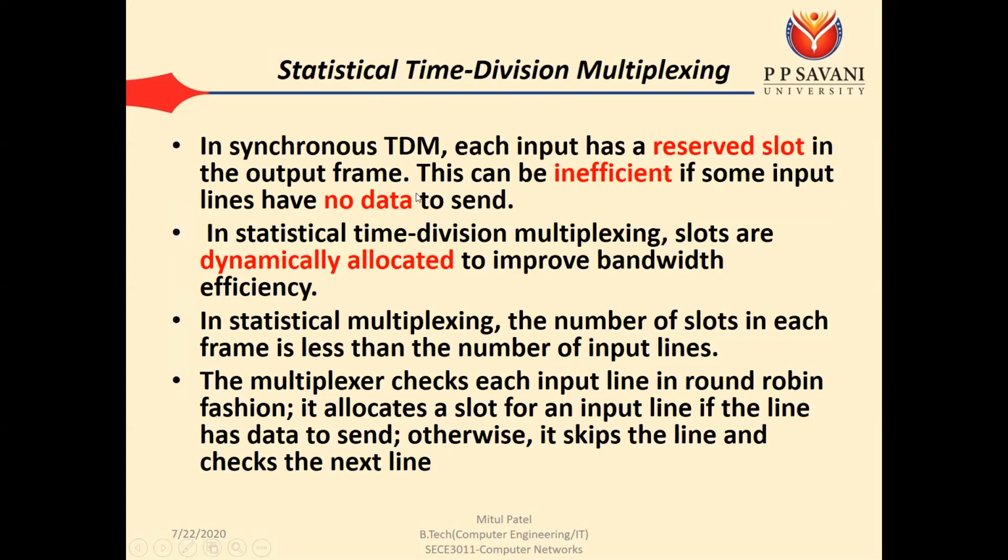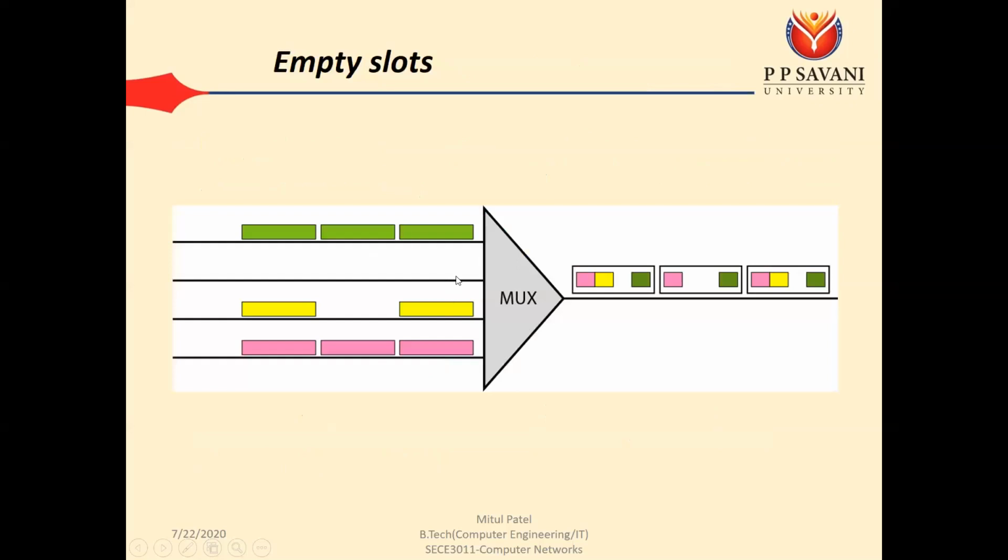So in case of the synchronous TDM, each input has a reserved slot in the output frame. So this can be inefficient if some input lines have no data to send. So in case of the statistical TDM, slots are dynamically allocated to improve the bandwidth efficiency. In statistical multiplexing, the number of slots in each frame is less than the number of input lines. So it may be possible that if one of the input time slots is empty, then there is no need to allocate that slot in the frame.